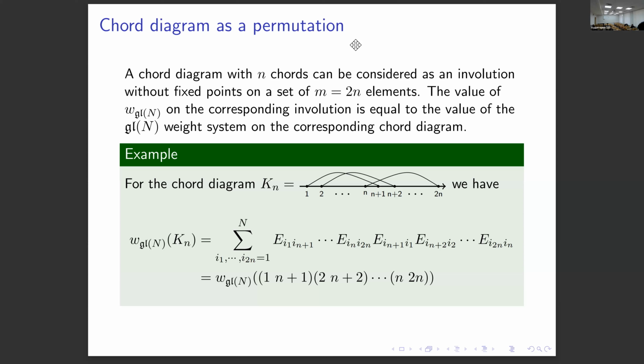And we write that the weight system W_gl_N of K_n is the summation of e_{i1, i_{n+1}}, e_{i_n, i_{2n}}, e_{i_{n+1}, i1}, and so on, finally the last element e_{i_2, i_n}. It is exactly the weight system W_gl_N of the permutation 1 to n plus 1, 2 to n plus 2, and n to 2n. So this is how we check that the chord diagram is a special case of a permutation.